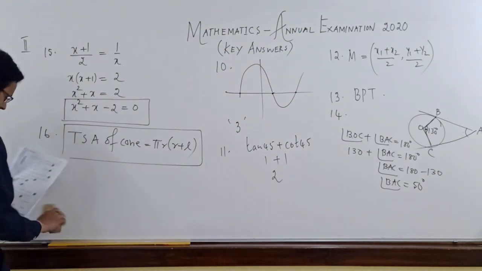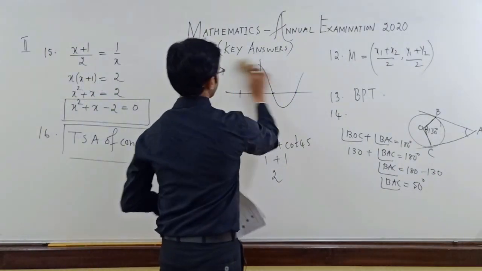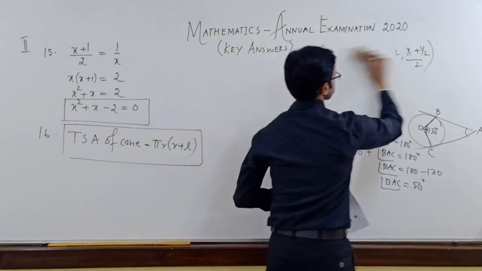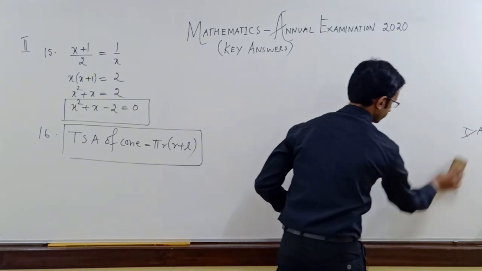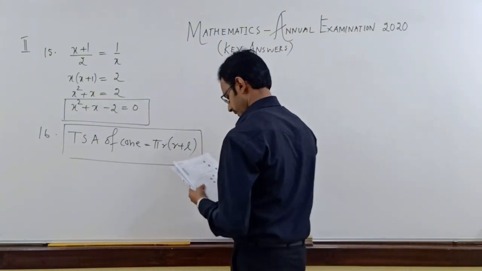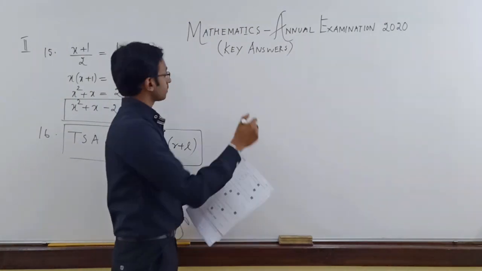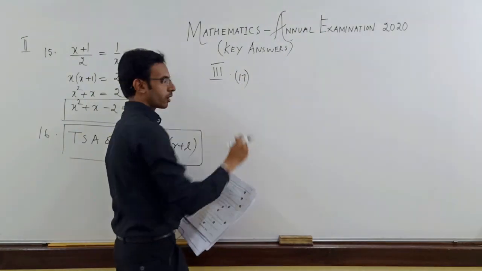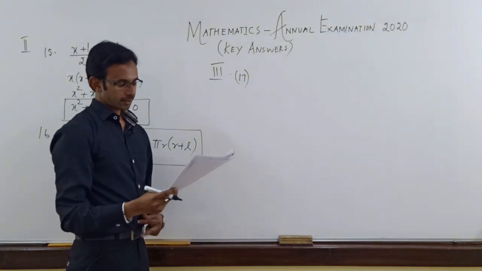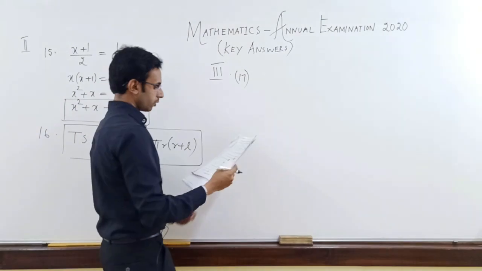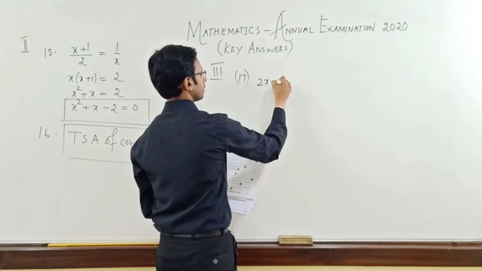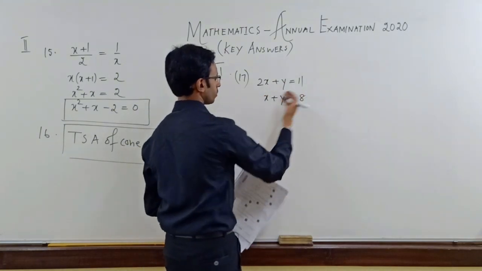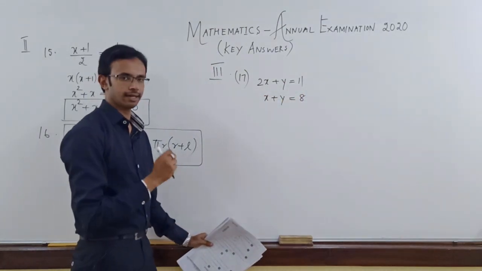Let's move to third main. There are 8 questions, each carrying 2 marks now. We have practiced this several times in Kaizen, and we did tests also, mock tests we wrote on Sundays. They are asking to solve 2x plus y is equal to 11 and x plus y is equal to 8. Choice is yours to solve this by any method, but the best is the elimination method.